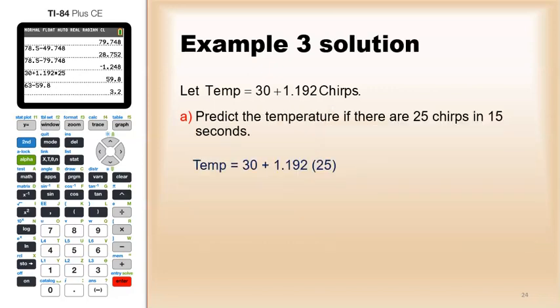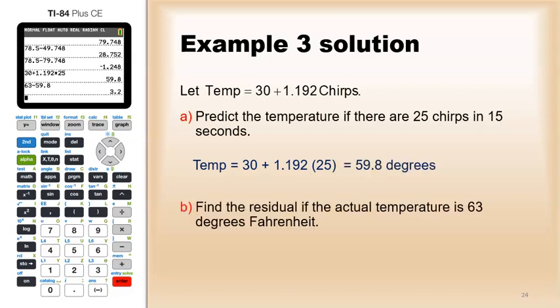So we use the equation. We get 59.8 degrees. The residual is actual minus predicted. The actual value we're told is 63. Subtract the 59.8. And I get 3.2.